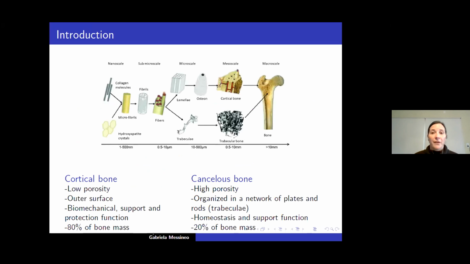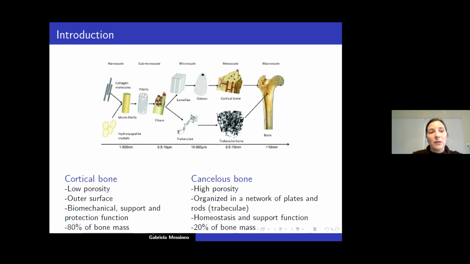Well, bone is a hierarchical structure which can be studied from the macro scale, where the complete bone can be observed, to the nanoscale, where we can see even the collagen microfibrils. Our study focuses on the microscale, where cortical and trabecular bone can be distinguished. Cortical bone is generally present at the outer face of long bones, such as the femur, for example. It has low porosity, and it has primarily a biomechanical support and protection function.